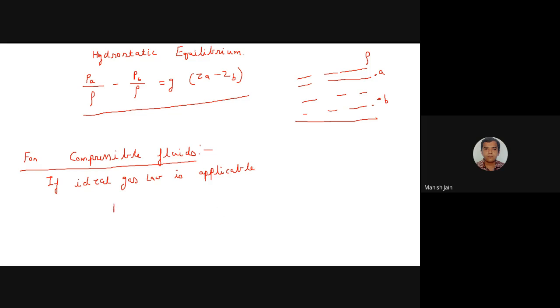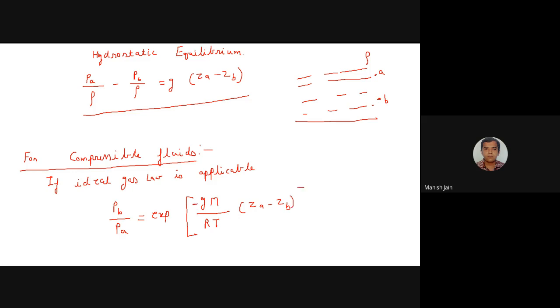PB by PA, that is equal to exponential of, in bracket, gM divided by RT, (ZA minus ZB). Okay, here minus sign will come.